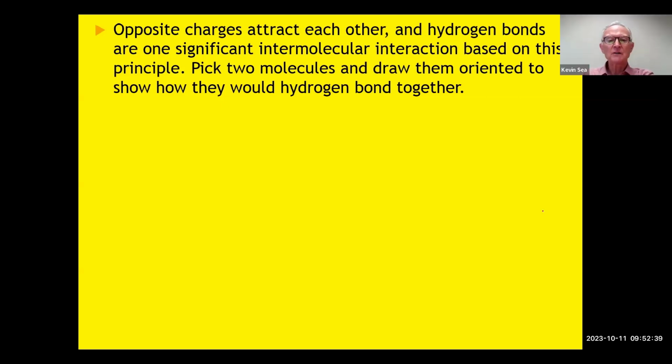All right. Pick two molecules and draw them oriented to show how they would hydrogen bond together. You can pick any two molecules. Well, let's do ethanol and water again. We talked about that in class. CH3CH2OH is ethanol, and let's hydrogen bond.